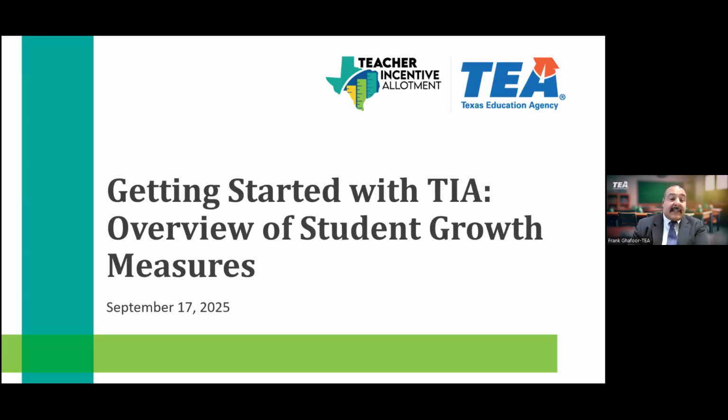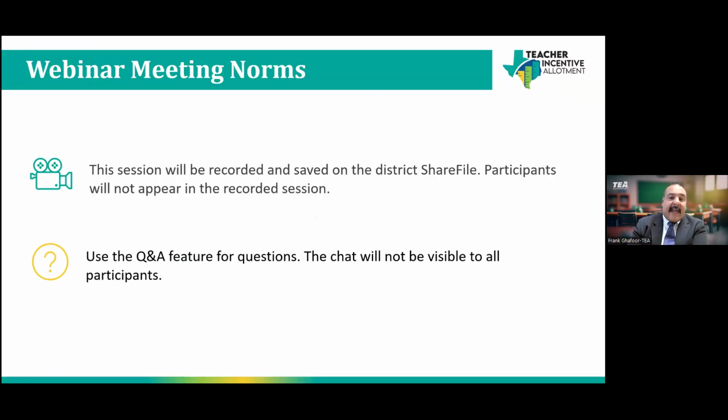All local designation systems have to have student growth measures in place for their teachers to be eligible for TIA. So we're going to talk a little bit about what that means, what it means to measure growth, what assessment looks like, and then what some good first steps for you to take in implementing those in your system as you start to plan and develop for the application in the spring.